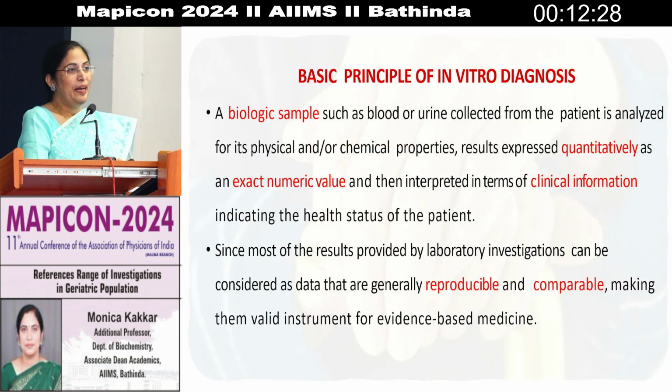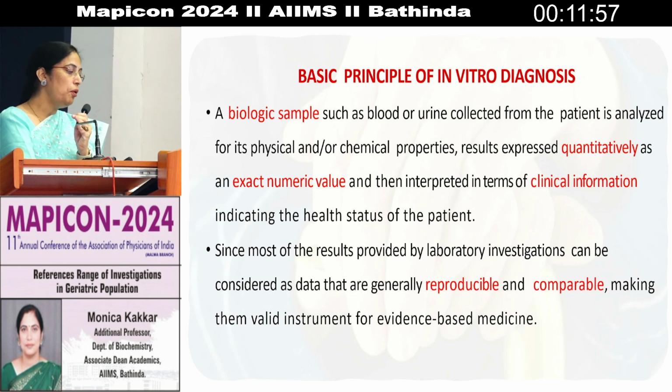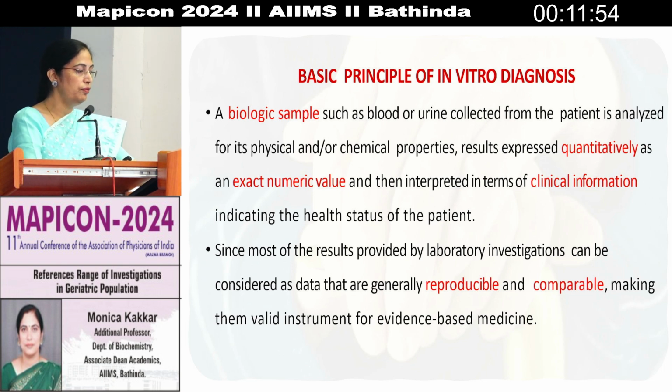So I being a biochemist, just an overview of what we do in the laboratory. Whatever samples, be it blood, urine, or any kind of body fluids, are received in the laboratory for analysis, the results are reported quantitatively in terms of numerical values. These numerical values are then used to interpret clinical information. Since they are numerical values, they are reproducible, they are comparable, and at the same time, they can be used as a very good tool for evidence-based medicine.